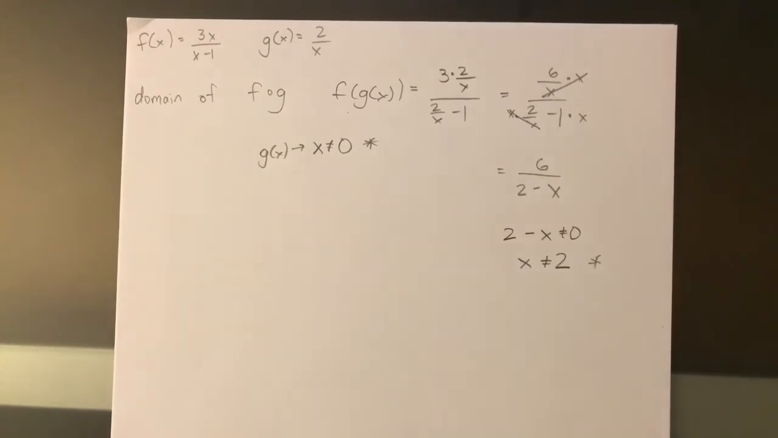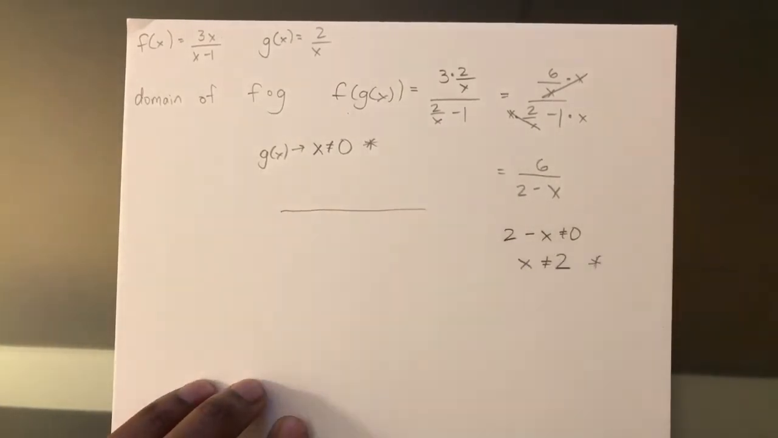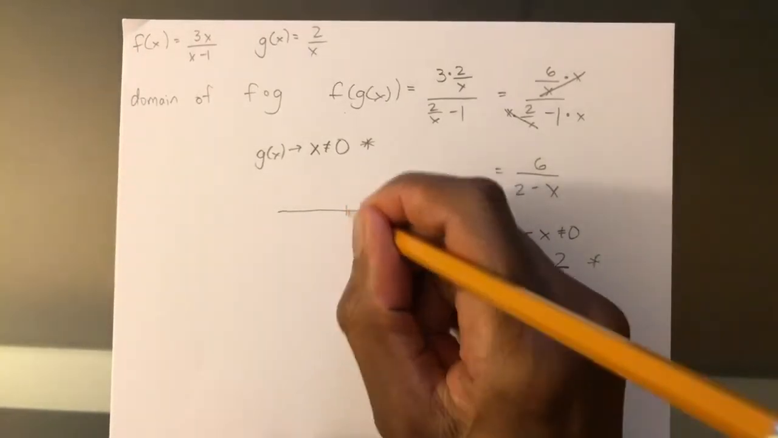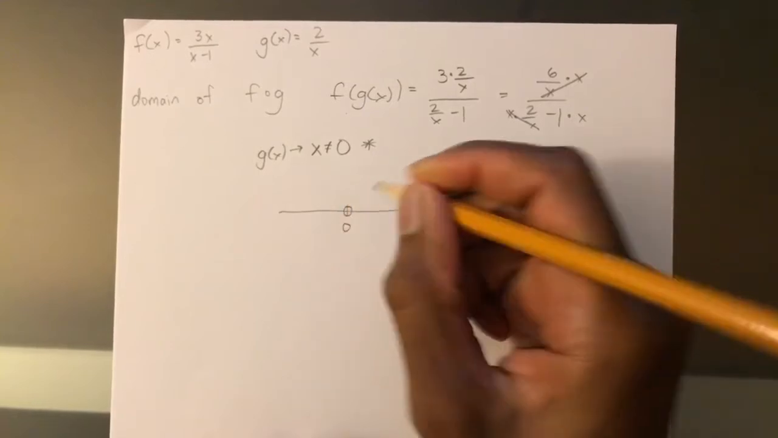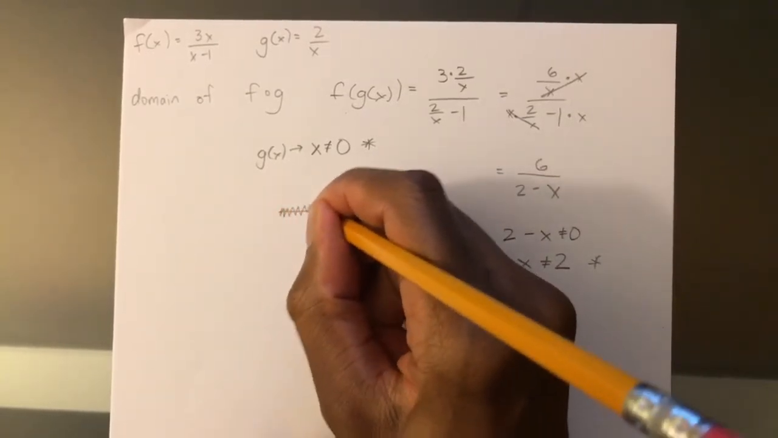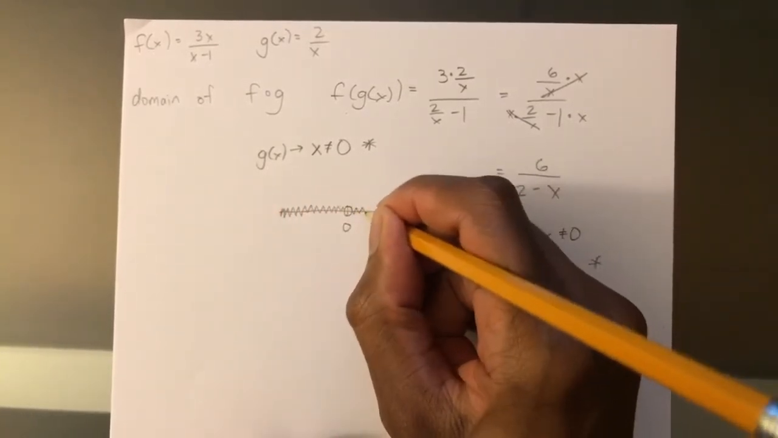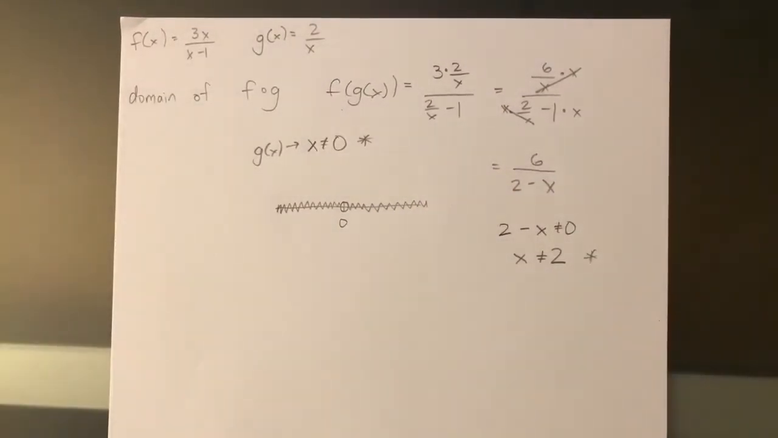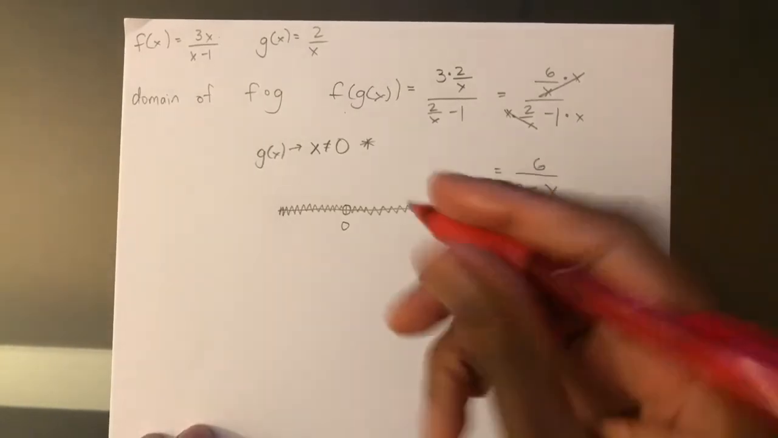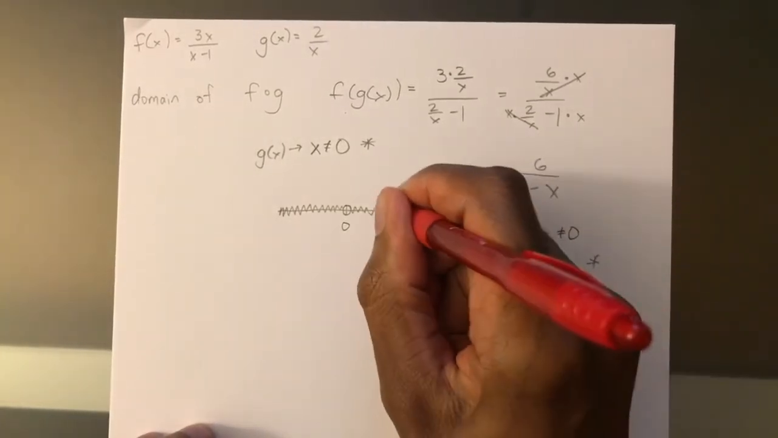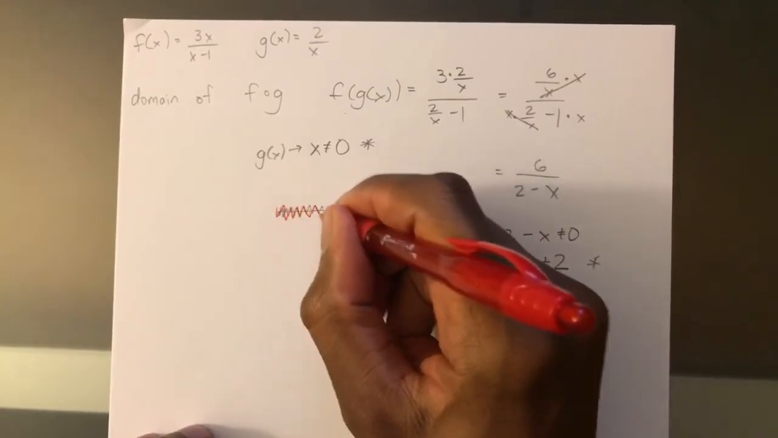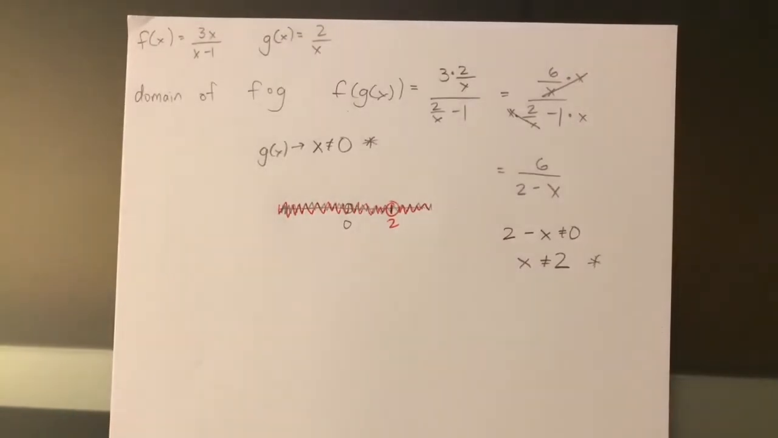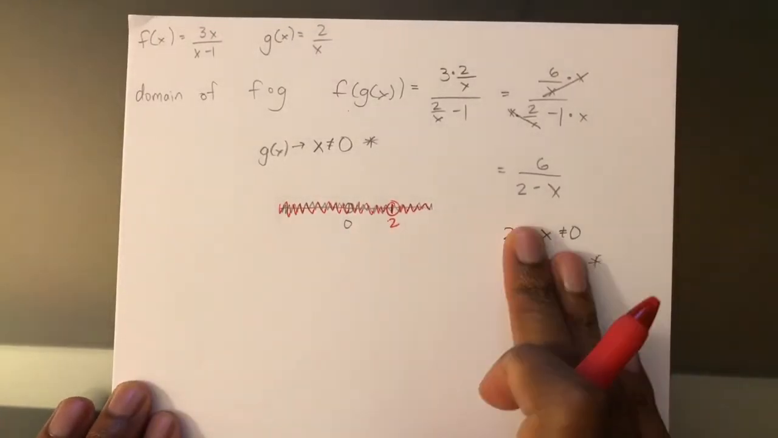Again, if you're a visual person, you can use your number line to do this. So the inner function's domain is all reals except 0. If I were to shade this on the number line, I'm going to shade everything except leave a little open circle at 0. Okay, now let's put our next domain. It's all reals except 2. So in red, the domain will look like this. All real numbers except 2.